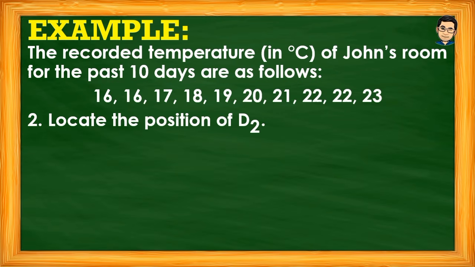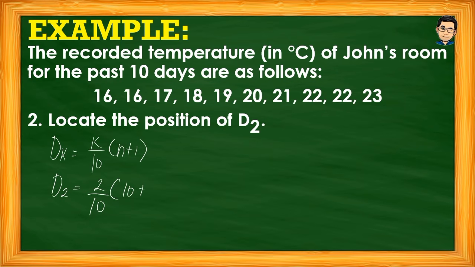So, for number 2, let us locate the position of D sub 2. Using the formula, D sub k is equal to k over 10 times the quantity of n plus 1. Okay, yan po yung ginamit nating formula dun sa first method natin. So, D sub 2 is equal to the value of k, which is 2, over 10 times the value of n, which is 10, plus 1, that is 11. So, D sub 2 is equal to 2 over 10 times 11.